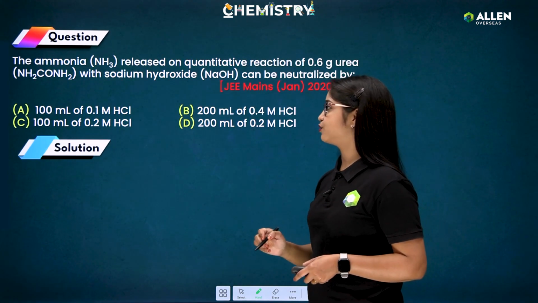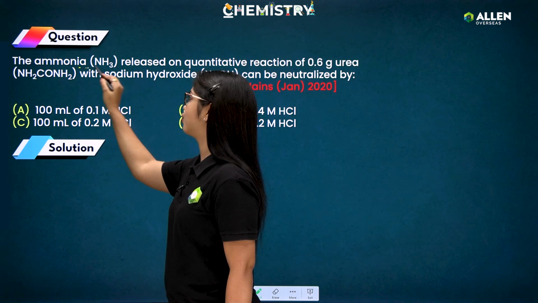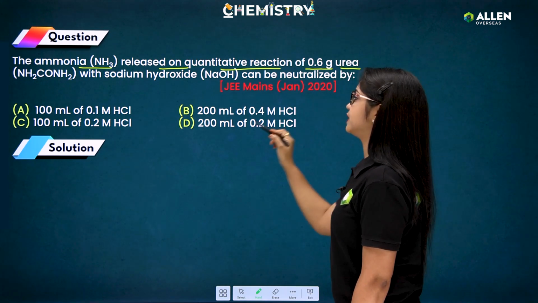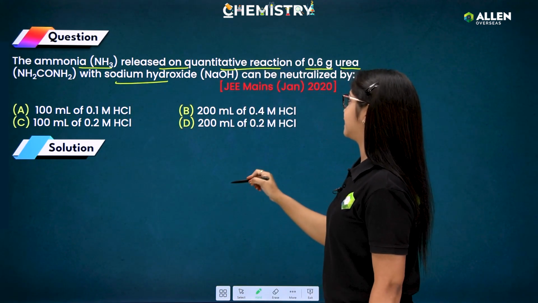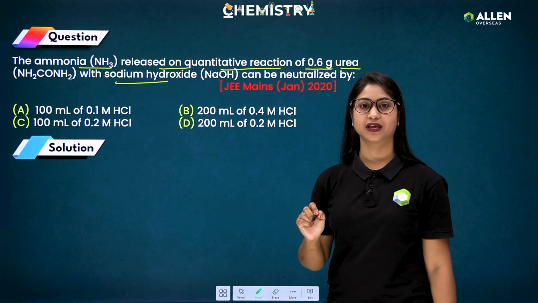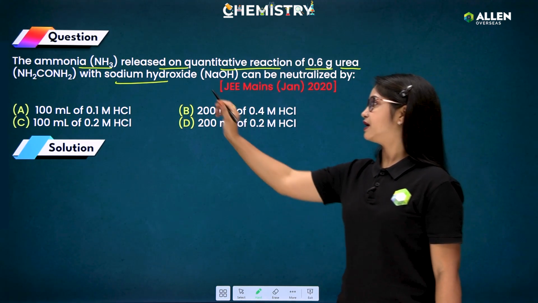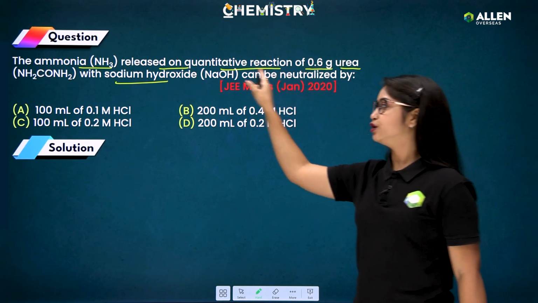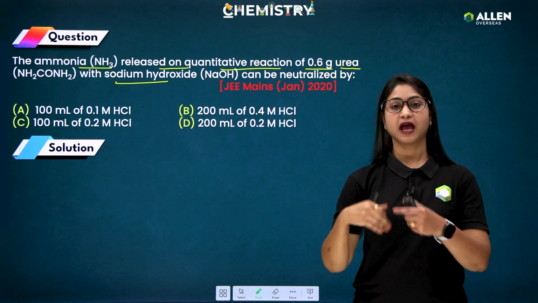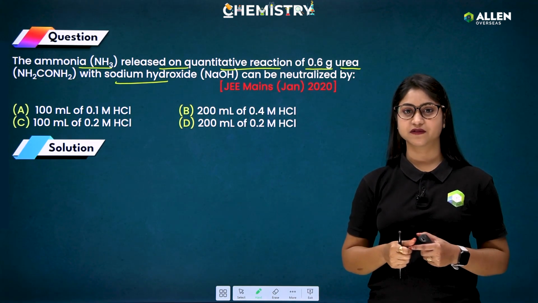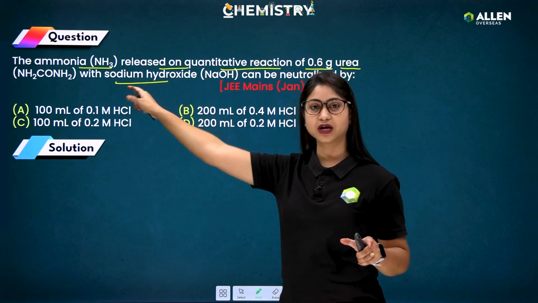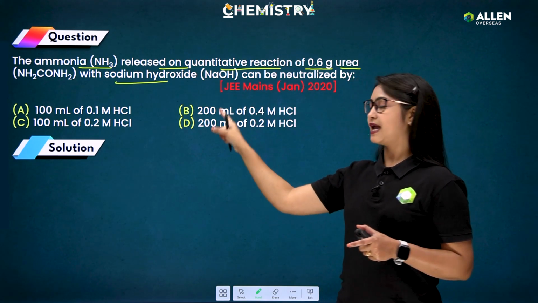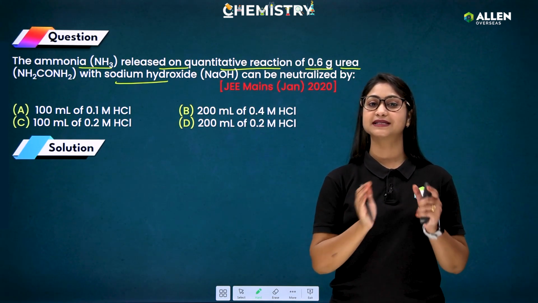So this is the question. Ammonia gas released on quantitative reaction of 0.6 gram urea with sodium hydroxide NaOH can be neutralized by. Here the question is talking about the quantitative reaction of urea. Urea is reacting with sodium hydroxide and during this reaction ammonia gas will be produced. After this reaction, ammonia is the product, so ammonia gas is released. We have to find out how much HCl will be required to neutralize that ammonia.